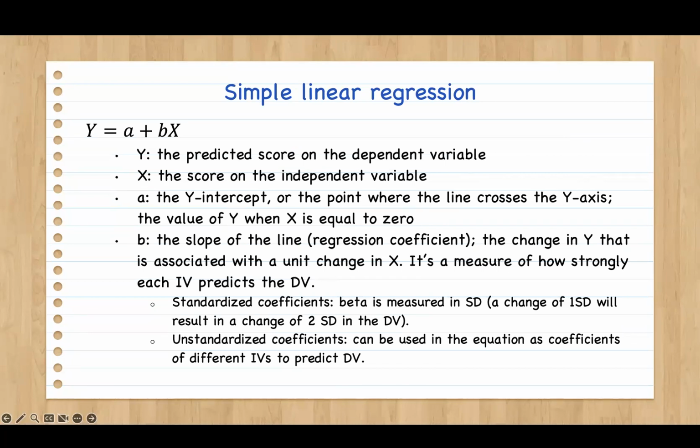A is the y-intercept, or the point where the line crosses the y-axis. Therefore, a is the value of y when x is equal to 0. And b is the slope of the regression line. It is the regression coefficient, or the change in y that is associated with a unit change in x. Regression coefficient b is a measure of how strongly each independent variable predicts the dependent variable.